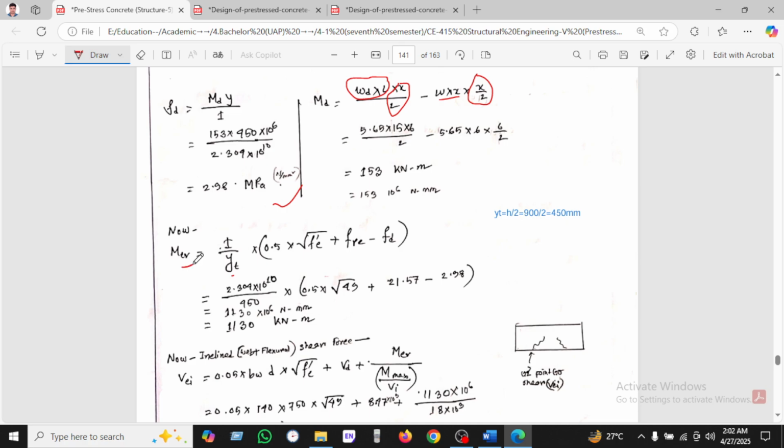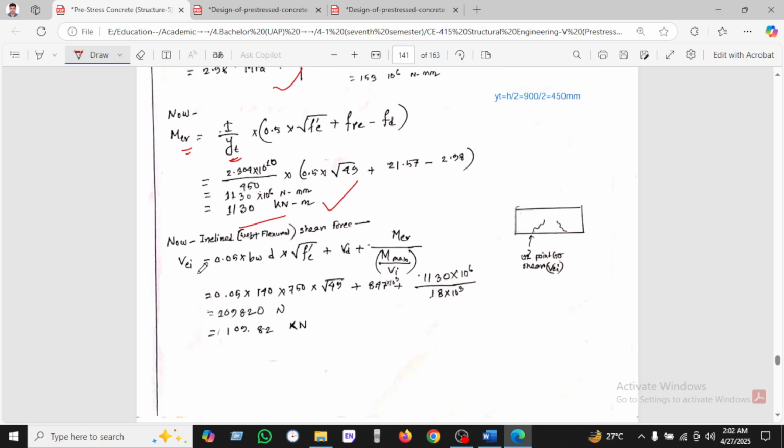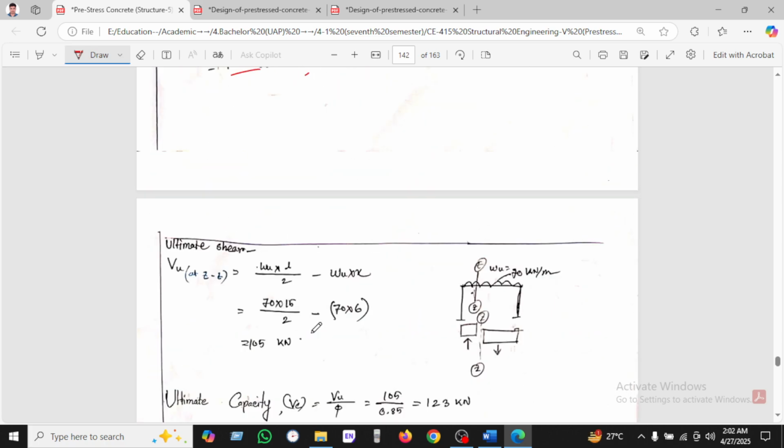Now we can use the critical moment, and we use yt. I will calculate yt, which is divided by 2, which is 450. Putting in all the values, we ultimately find this value. Now you can see the inclined, which means the inclined web-shear and flexure. For shear force, we can use this formula and find 10.93 kilonewton.